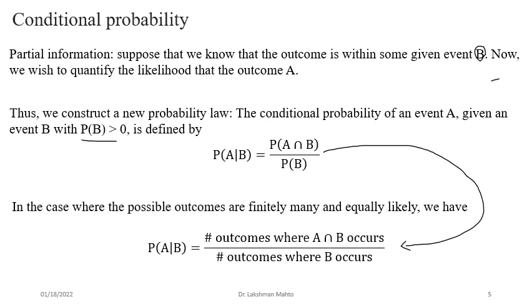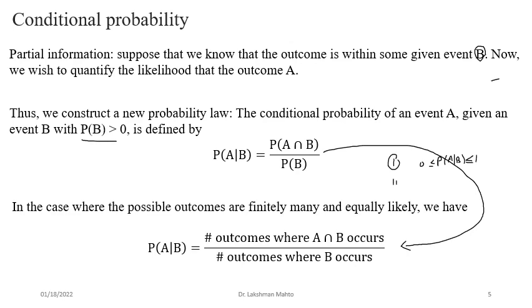So if you ask, does this law satisfy all the axioms of probability measure? Definitely. If you talk about the probability of A given B, it always falls between 0 and 1. It satisfies the first property, that this probability measure, the conditional probability, always falls between 0 and 1. All three axioms would be satisfied.